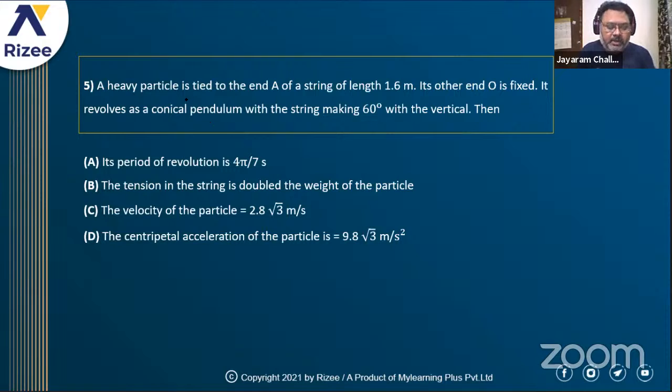The heavy particle is tied to end A in a string of length 1.6 meters. The other end O is fixed at that particular point O. It revolves like a conical pendulum. The conical pendulum is making an angle of 60 degrees with the vertical. Then he is asking different things, please.